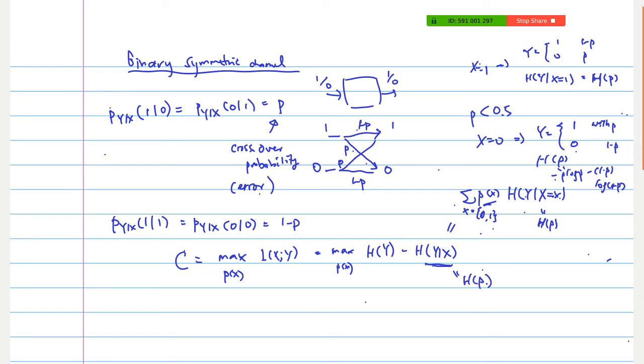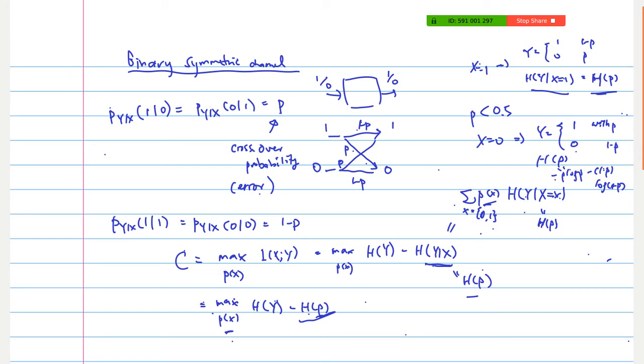Okay. So therefore this is equal to the maximum over p(x) of H(Y) minus H(p), right? So you see this is a constant, it does not depend on the distribution of x anymore. H(Y given X equal to 1) is equal to H(p). Do you agree with that?